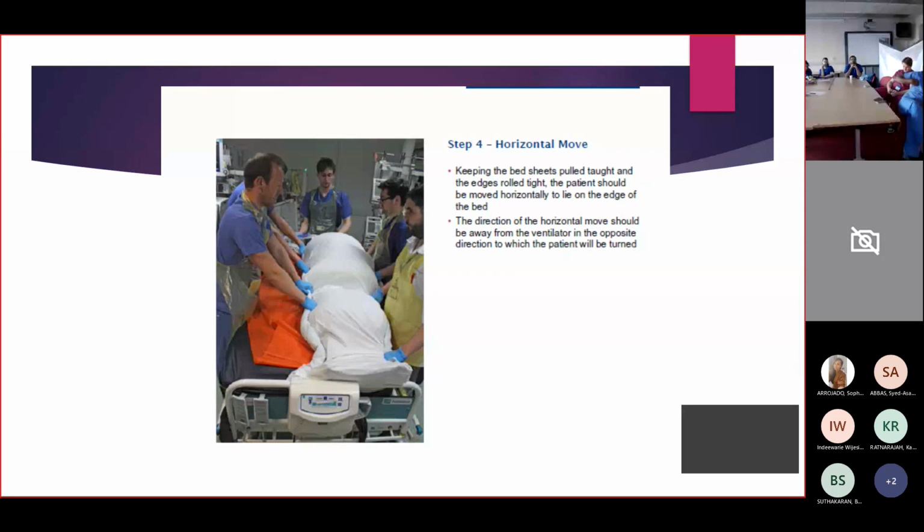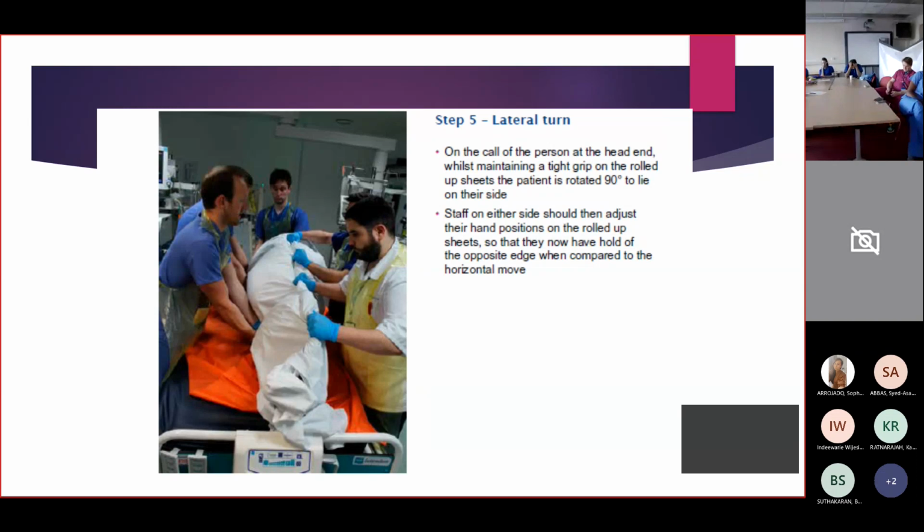With this, the patient is moved horizontally to the edge of the bed, and the first horizontal move is away from the ventilator, in the opposite direction to which the patient will be turned. Whichever side the ventilator is, that is the side to which the patient is being turned. The turning is done in steps. First, a 90-degree turn to the lateral position, and then the changeover of hands between the staff. That is, staff on either side should adjust their hand position on the rolled up sheet so that they hold the opposite edges.